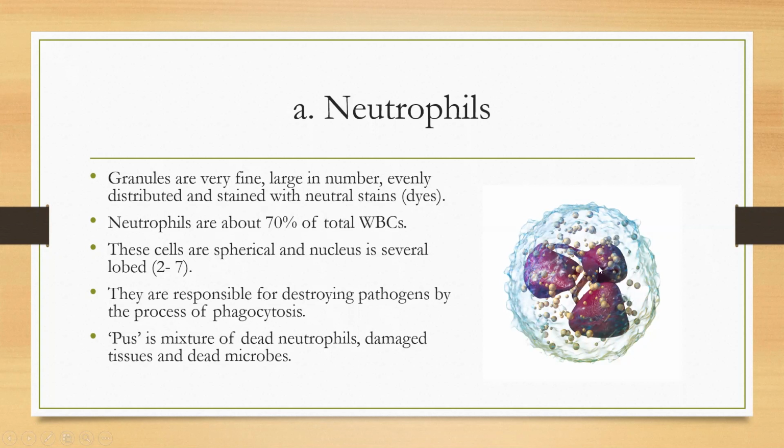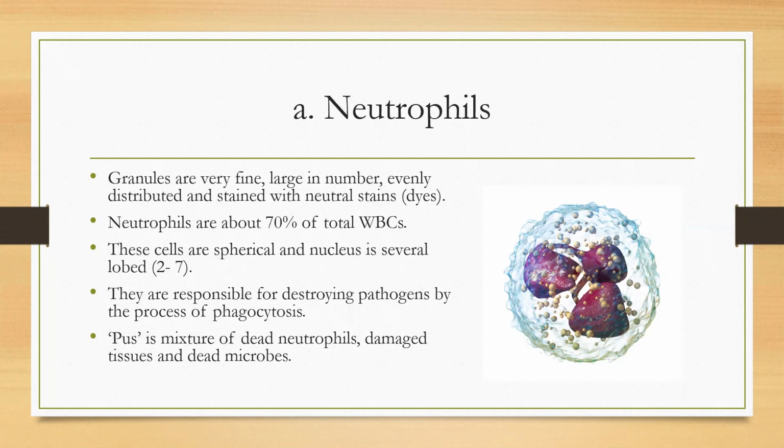And how is the nucleus? The nucleus has about 2 to 7 lobes. Here you can see it is 3 lobed. So the number of lobes ranges from 2 to 7. Now these neutrophils are responsible for destroying pathogens by the process of phagocytosis.